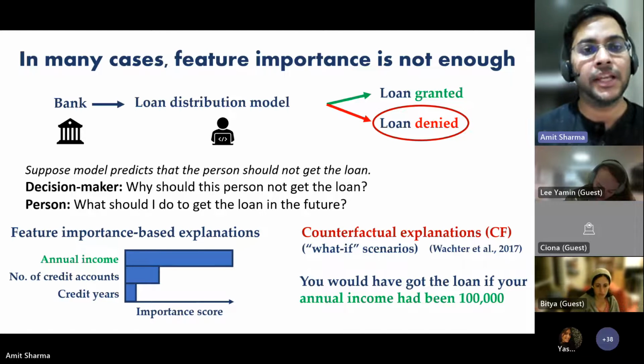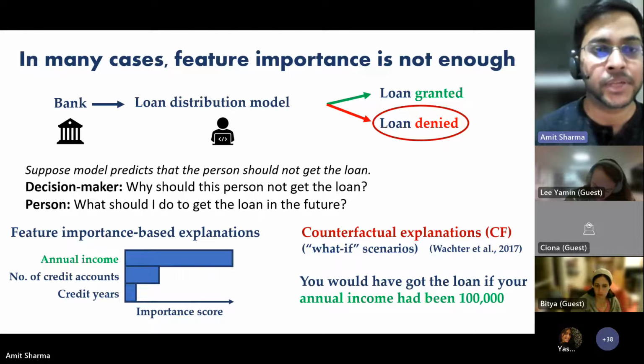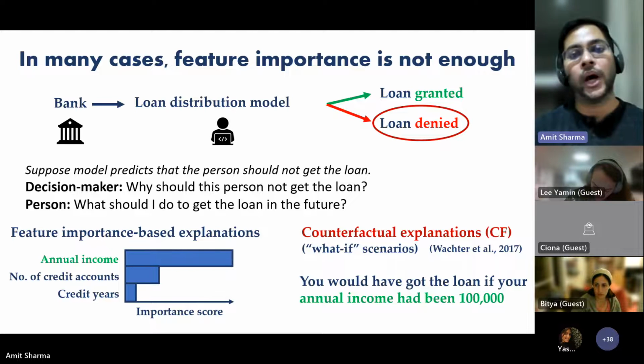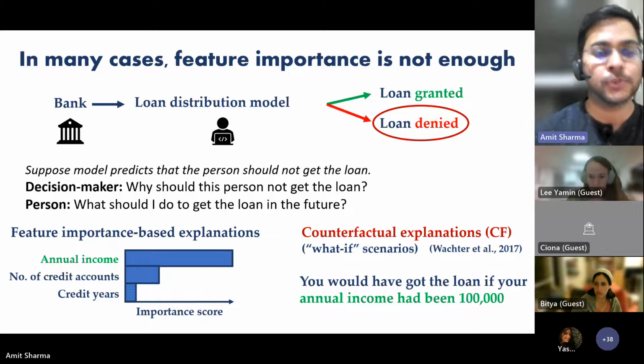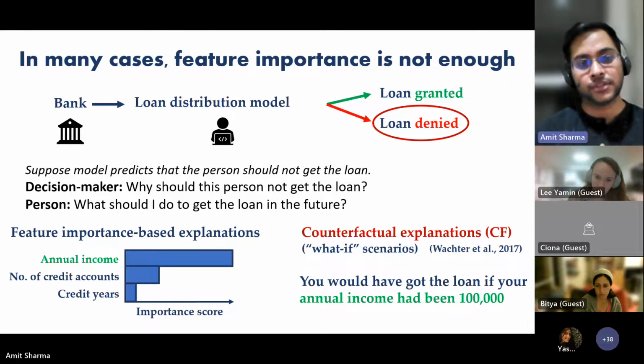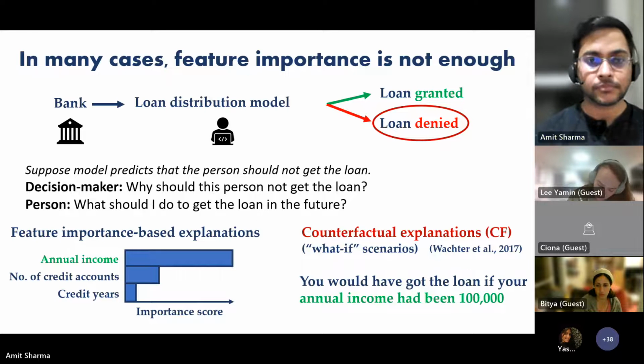And similarly, you can also imagine a decision maker thinking about why should this person not get the loan? They just want to explain the decision the bank made. Even in that case, this kind of plots are not useful. You would actually want instances of the violation that the person did or what was the reason that they could not get the loan.